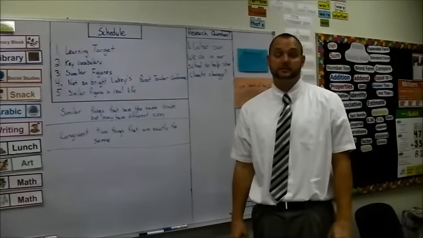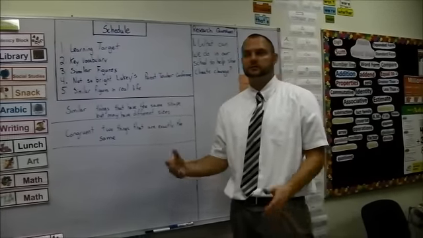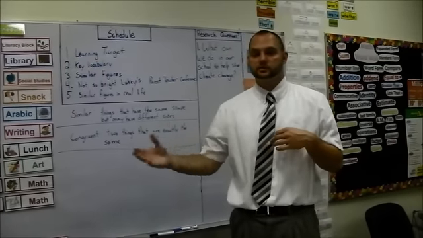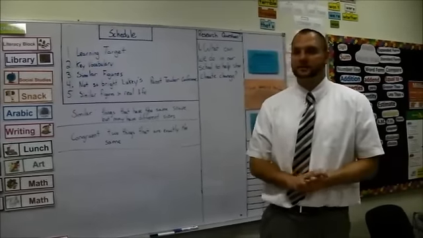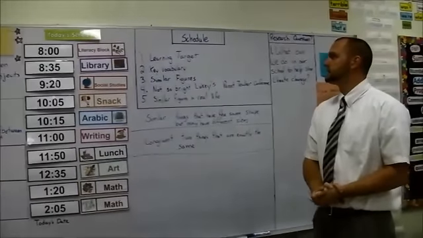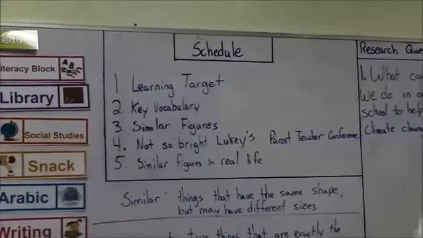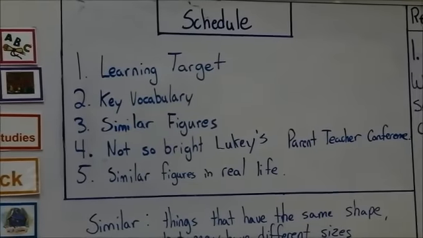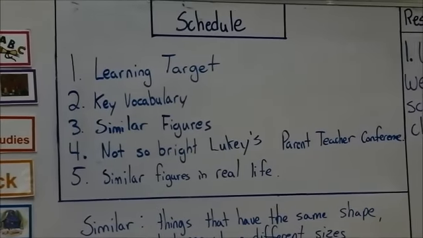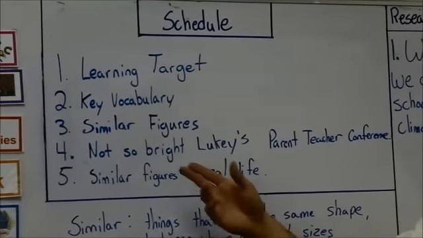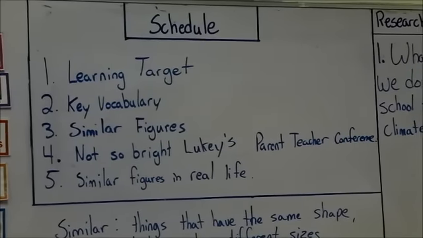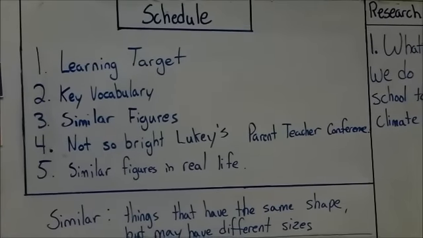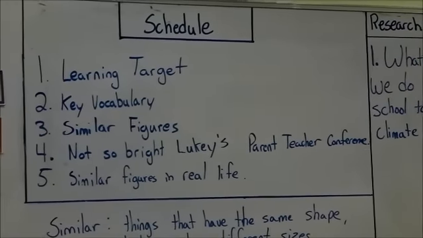Today we're going to be talking about similar figures, and we're also going to touch again on congruent figures and what they actually mean. Similar shapes, similar objects, and things like that. Okay, so today let's take a look at our schedule. We have first our learning target, then we're going to talk about some key vocabulary, then we'll talk about similar figures, then we're going to go to Not So Bright Lukey's parent-teacher conference, and then we're going to talk about similar figures in real life.